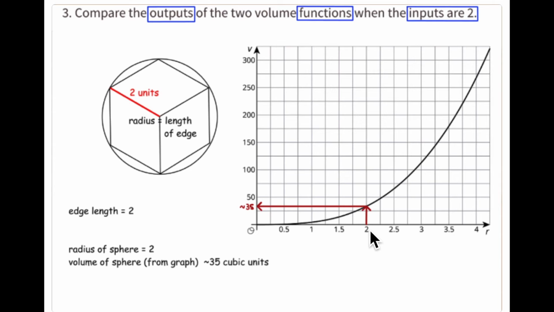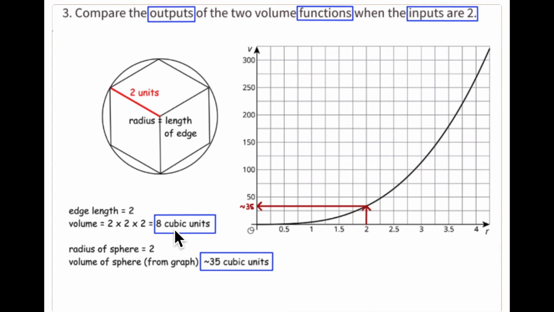And so that radius is 2 units, and we're going to read up to the graph and then read over, and that's going to tell us what the output is. That's known as the dependent variable, or the output. And so that output is 35 cubic units. So from the graph, the volume of the sphere is approximately 35 cubic units. And from the edge length, the volume of the cube is 8 cubic units. 2 cubed. 2 times 2 times 2.